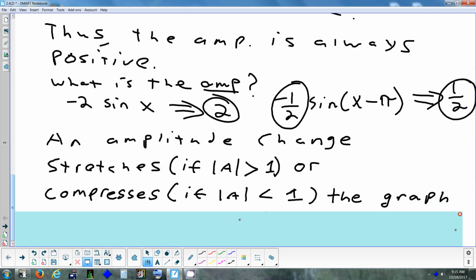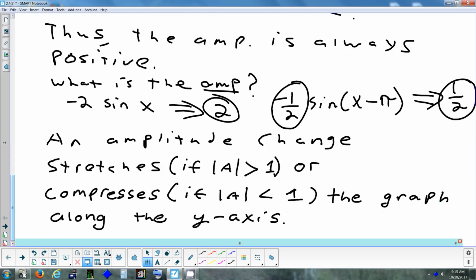So, there's basically two different things that can happen with an amplitude change. If the number in front is greater than 1, your graph is going to stretch. Okay, that would correspond to a louder sound. If the absolute value of the number in front is less than 1, that's going to compress your graph. Notice when I talk about stretching or compressing, I don't even want to think about the negative. The negative has nothing to do with stretching or compressing. That's why I put absolute value.